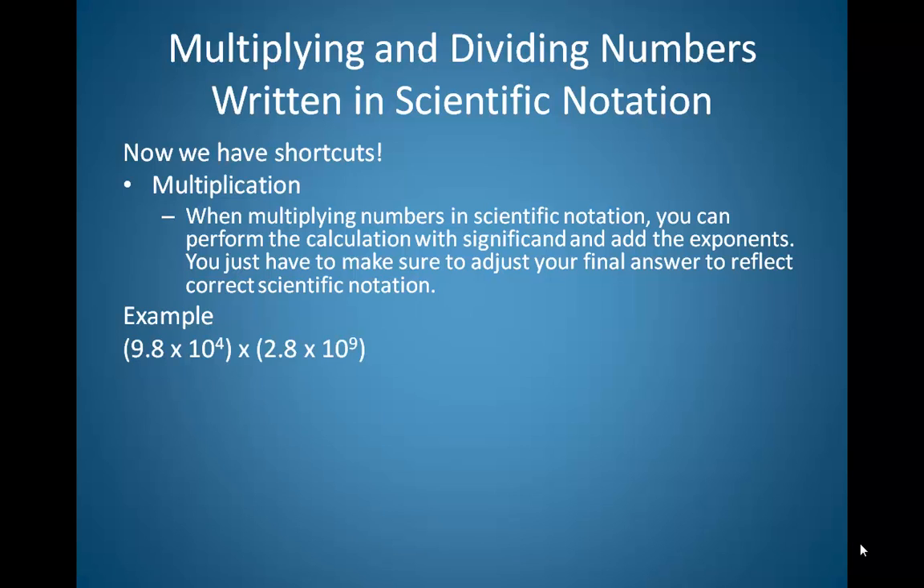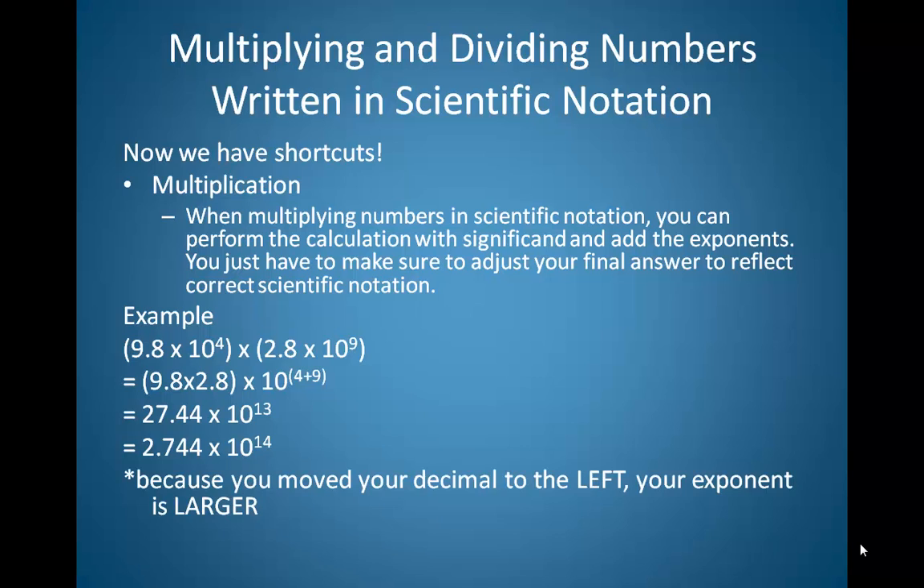So our example here, we've got 9.8 times 10 to the fourth times 2.8 times 10 to the ninth. So I can take that 9.8 and that 2.8 and multiply that, and then multiply the whole thing by 10 with the exponent being equal to 4 plus 9. So that's going to give me 27.44 times 10 to the 13th. But you'll notice our decimal is between the second and third non-zero digit, so we've got to move it one time to the left. What happens to your exponent when you move it to the left? It gets larger. Now we're going to have 2.744 times 10 to the 14th. Because we moved our decimal to the left, our exponent is larger.